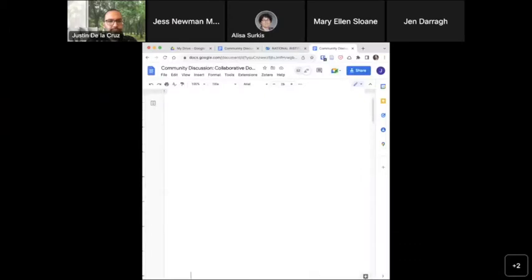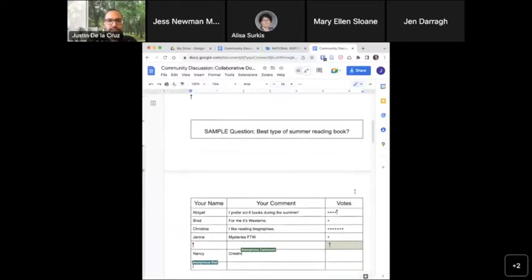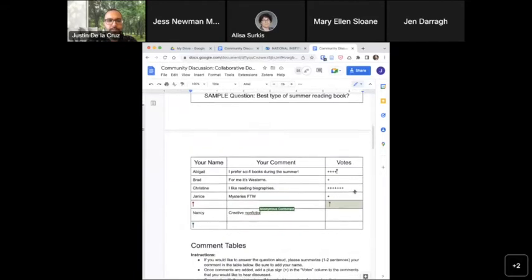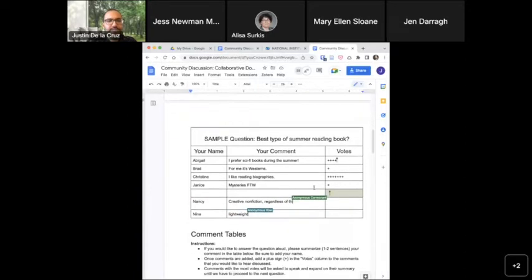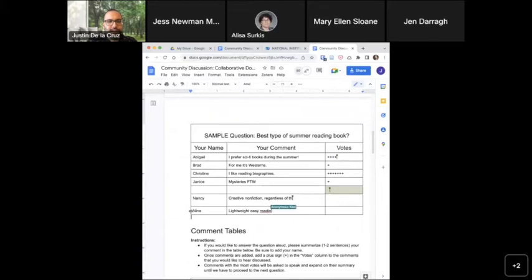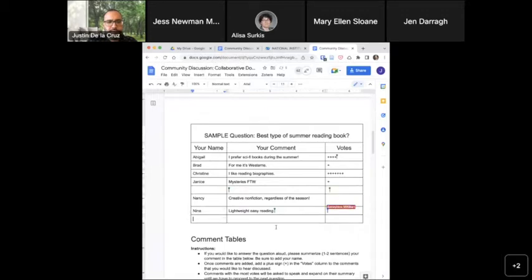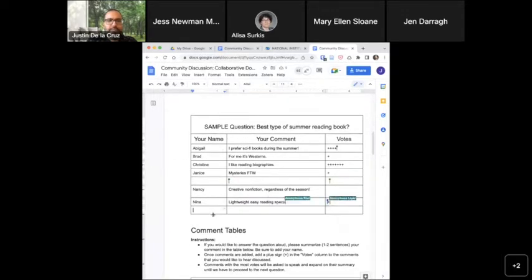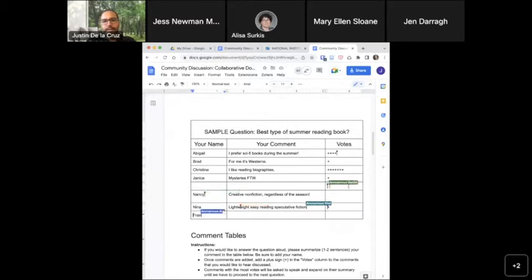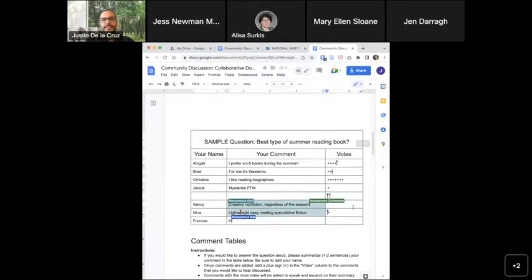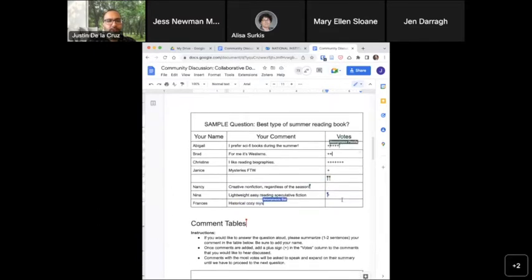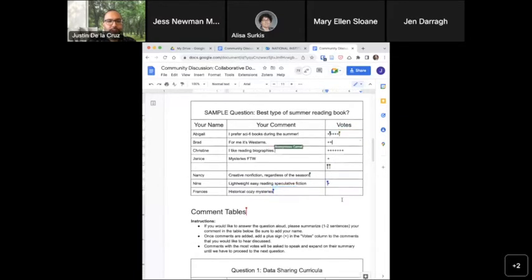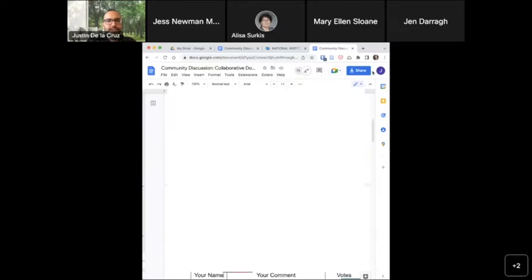As an example, if the sample question is best type of summer reading book, people put their answers in. Oh, this is good. People are using it as a test box. That's great. You can continue doing so, and we can add rows with the little plus sign if we need to add rows for your names. Your comments will be in the middle, your name's on the left so we know who to call on, and the votes will be on the right. You can vote on the right with a plus sign to indicate your favorite responses. Feel free to test that out on the sample question. Have fun with that. And we will go ahead and get started with our first question asker.